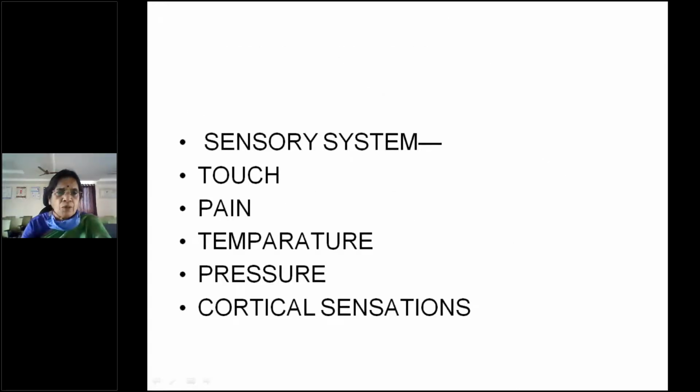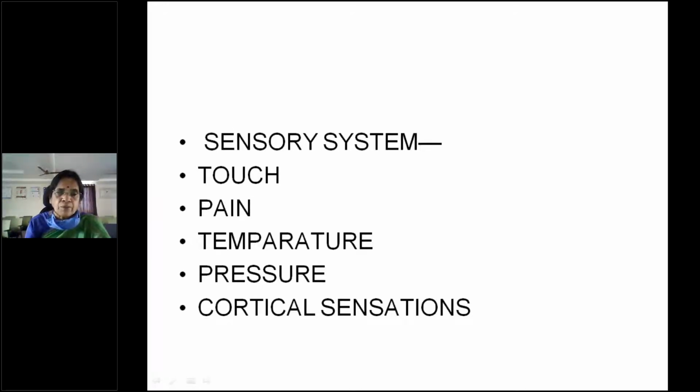So the sensory system, I told you: touch, pain, temperature. For temperature, usually you can take a tuning fork and dip it in cold water or hot water. Hot water should not exceed 30 degrees at maximum, because beyond that it will cause burns. That's why you don't use boiling water. You can use the temperature and see whether he is able to make out the temperature normally or not. So hot and cold you can test. Touch, pain, temperature, and pressure. Pressure is usually lost in case of posterior column or dorsal column involvement.